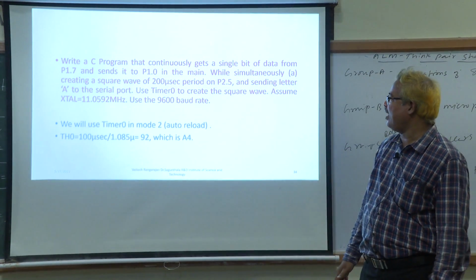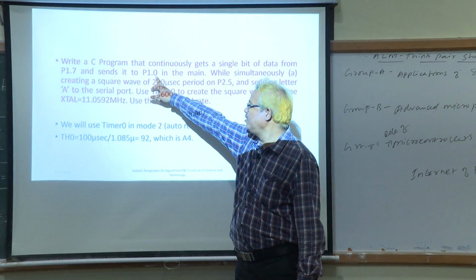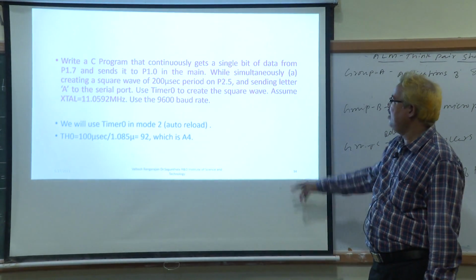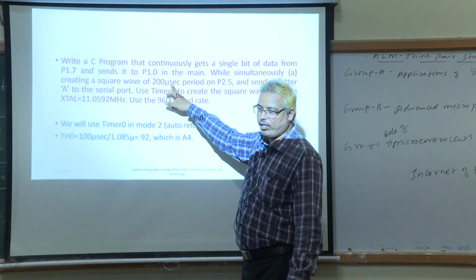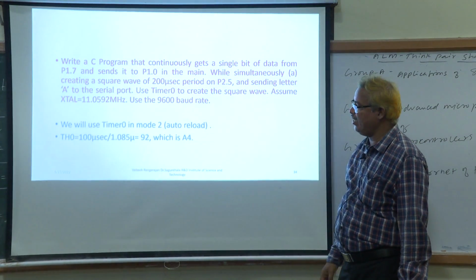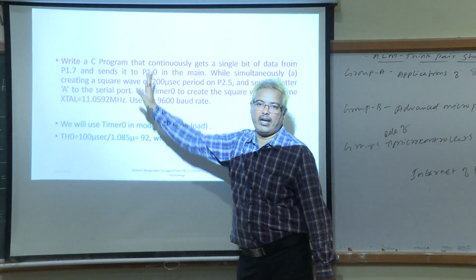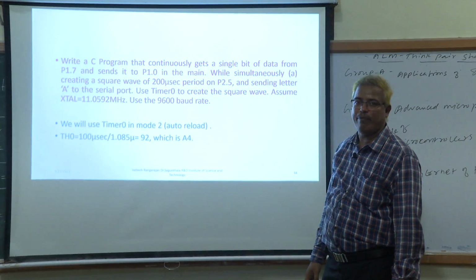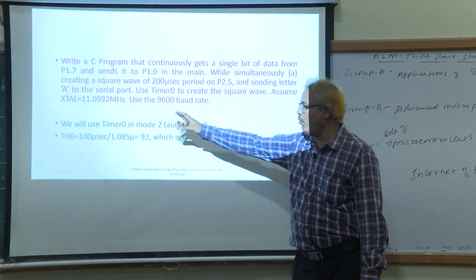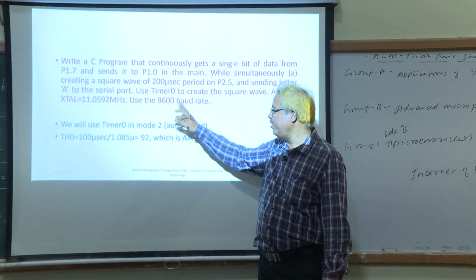Write a C program that continuously gets a single bit of data from port 1.7 and sends it to port 1.0, that is SWIND, while simultaneously creating a square wave of 200 microseconds on port 2.5, and also sending the letter A to the serial port, that is serial communication. Three tasks are done here simultaneously using interrupt programming. Use timer 0 to create the square wave. Assume the crystal frequency is 11.0592 megahertz. Use 9600 baud rate, that is FD.